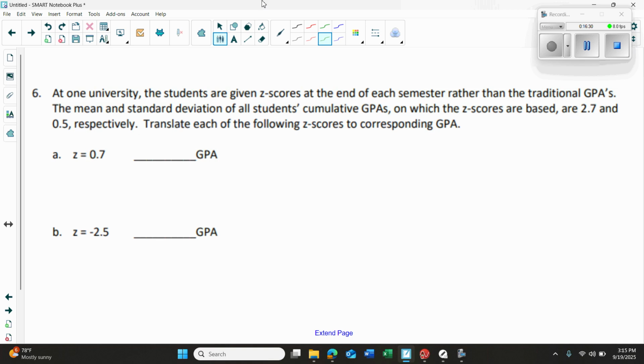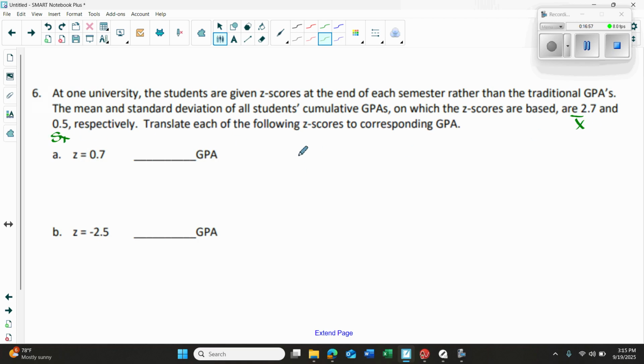And I guess we can go ahead and do this one. At one university, z-scores are given each semester for GPAs. We want to calculate GPAs based off the z-score. I'll just do one of these. This is just simple algebra. We're given the z-score, and we want to calculate the score. We're told they're normally distributed, with a mean of 2.7 and a standard deviation of 0.5.